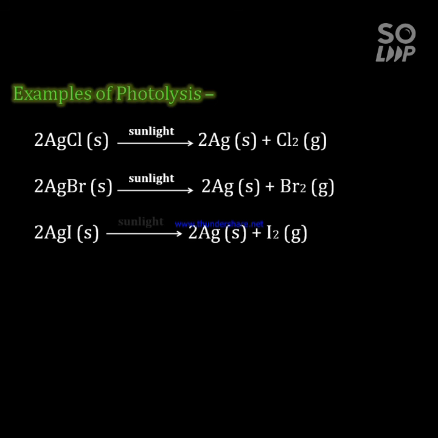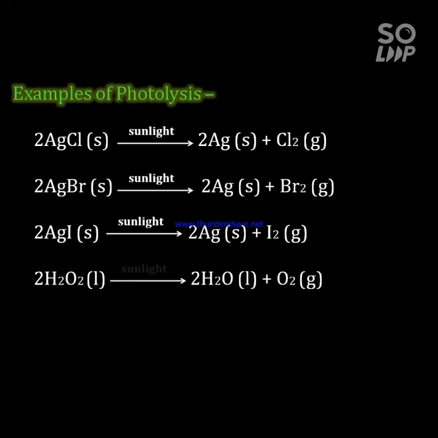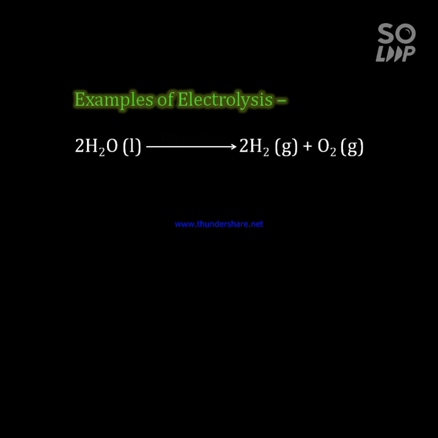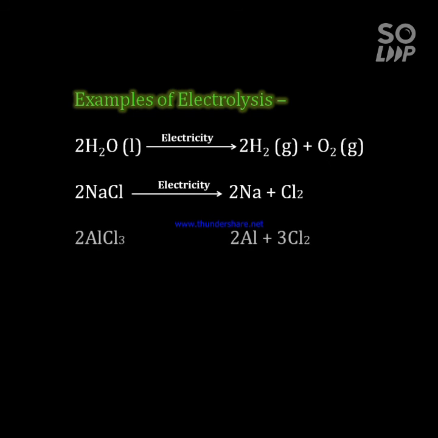Another example is when hydrogen peroxide is treated with sunlight, it decomposes into water and oxygen. Examples which include the involvement of current to carry out the decomposition. So when water is treated with current, it breaks down into hydrogen and oxygen. Similarly, when sodium chloride solution is treated with electricity, it breaks down into sodium and chlorine. When electricity is passed through aluminum chloride solution, it breaks down into aluminum and chlorine.